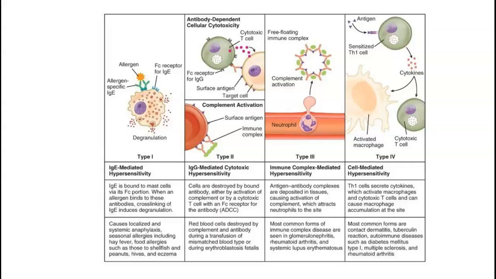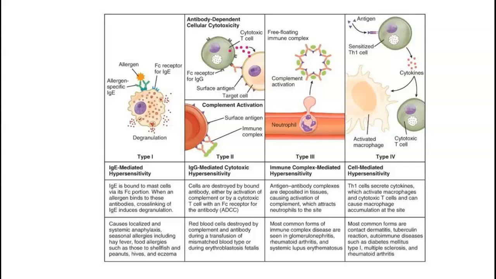Type 3, this is when we have immune complexes forming. These big antigen-antibody complexes, when they form, if they're not cleared, can actually settle into places. Lupus would be an example of this. Sometimes lupus can be really difficult to diagnose because, depending on where these complexes settle in the body, it can present in different ways.